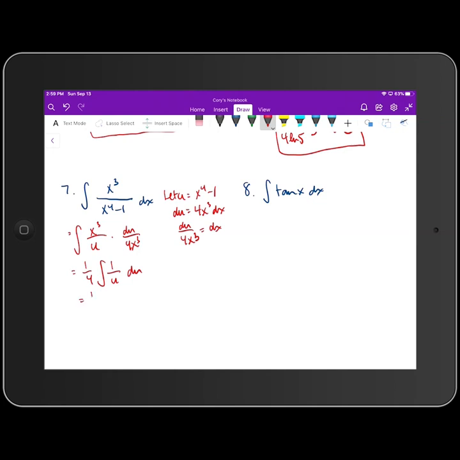And then the antiderivative of 1 over u is the natural log of the absolute value of u plus c. And then we're going to replace u with x to the 4th power minus 1. So that's going to be 1/4 the natural log of the absolute value of x to the 4th minus 1. And then we're adding c.